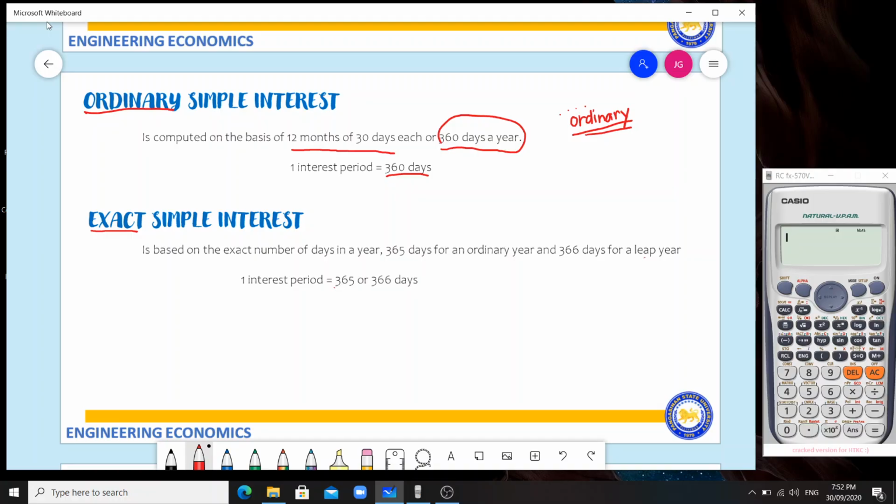Okay. When we say exact simple interest naman, it is based on the exact number of days in a year, which is 365 days for an ordinary year or 366 days for a leap year. Ma'am, ano po yung leap year? Ito po yung February nyo, merong 29 days. Okay? Ma'am, paano po namin malalaman kung leap year yon? Siyempre, yung year na yon, pag divisible siya sa 4, ibig sabihin, meron tayong 366 days or leap year siya. Okay? So, ang interest period natin dito ay 365 or 366 days.